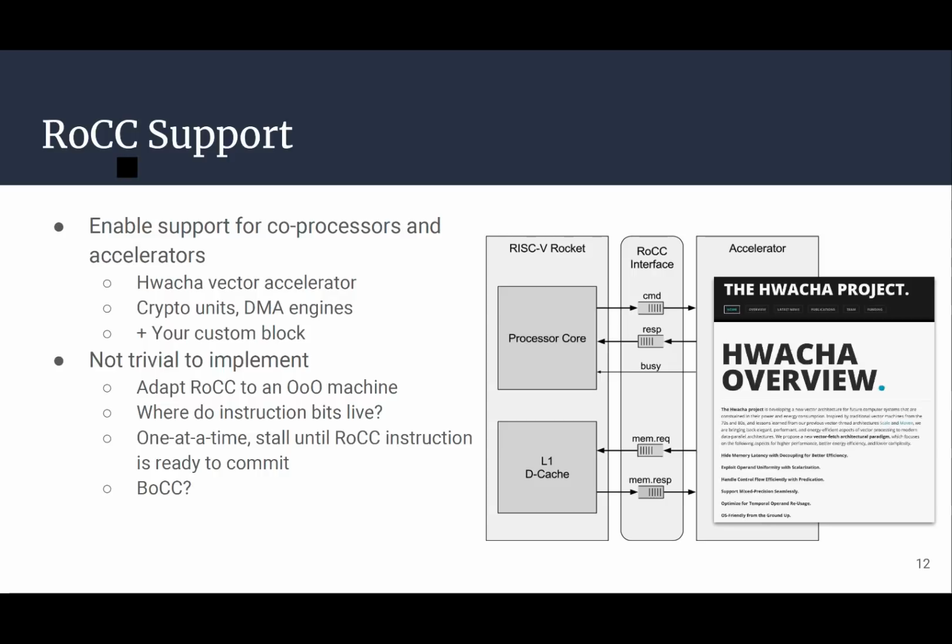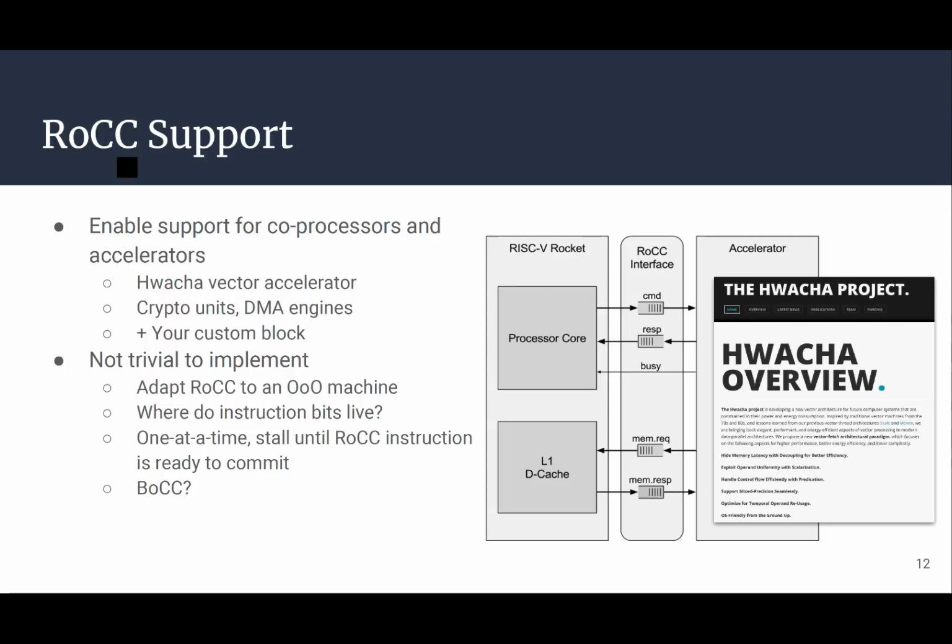RoCC is the Rocket Custom Coprocessor interface. It's a semi-defined interface describing how a RISC-V core can execute custom instructions by sending them to some other module or accelerator. Examples of modules which have been implemented using this interface include the Hwacha vector accelerator. We have various crypto accelerators, DMA engines. And I think the community has implemented a couple of neural network accelerators and DSP accelerators using this interface as well. We would really like to see BOOM be able to support these accelerators.